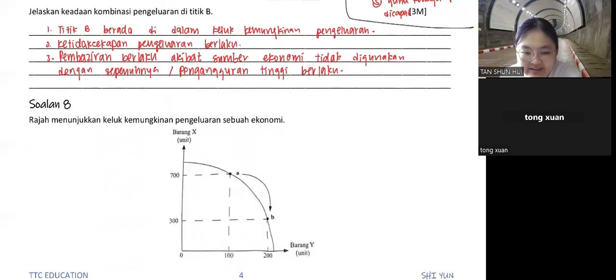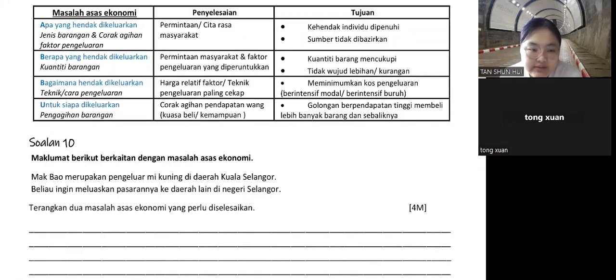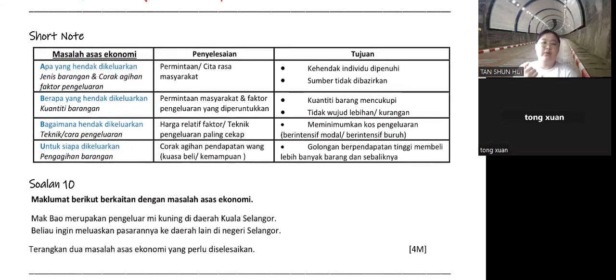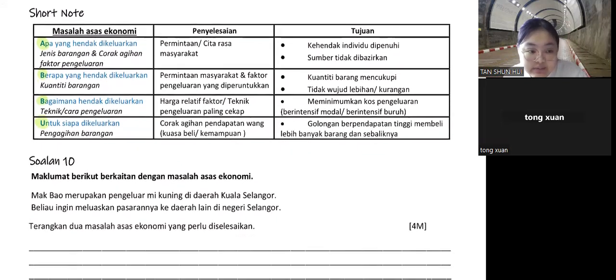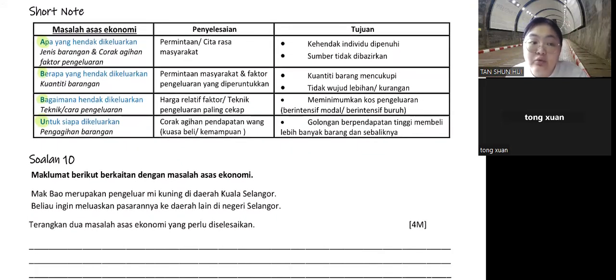Alright, done. Okay. Now, this one. After that, we also learn masalah asas ekonomi, the basic problem we are facing. The basic problem means what? The ABBU: apa, berapa, bagaimana, untuk siapa. Normally, they may ask you to tell what they have achieved, or haven't achieved, or need to achieve, given a situation.